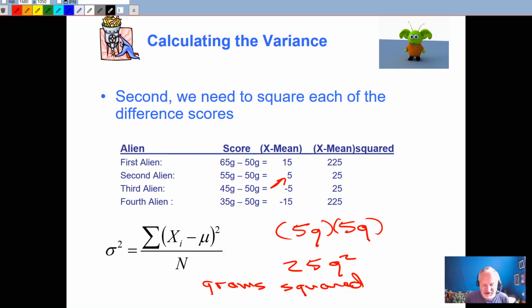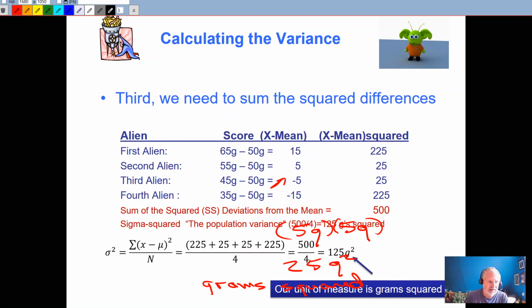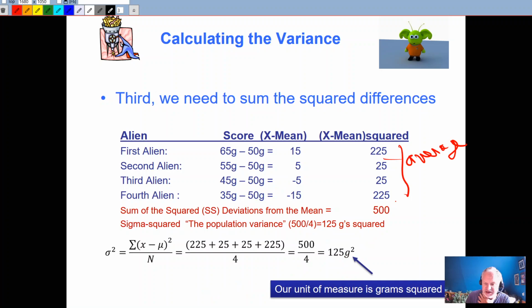Okay, so I sum those up. It sums up to 500 grams squared. I divide it by n. So what is the average of these squared deviations? I get the average of these values here. Well, the average is basically the sum of some value divided by n. What am I summing up? In here, I'm putting in the x minus mu squared. So that's what's going in there. So I'm calculating the average of the squared deviations from the mean.